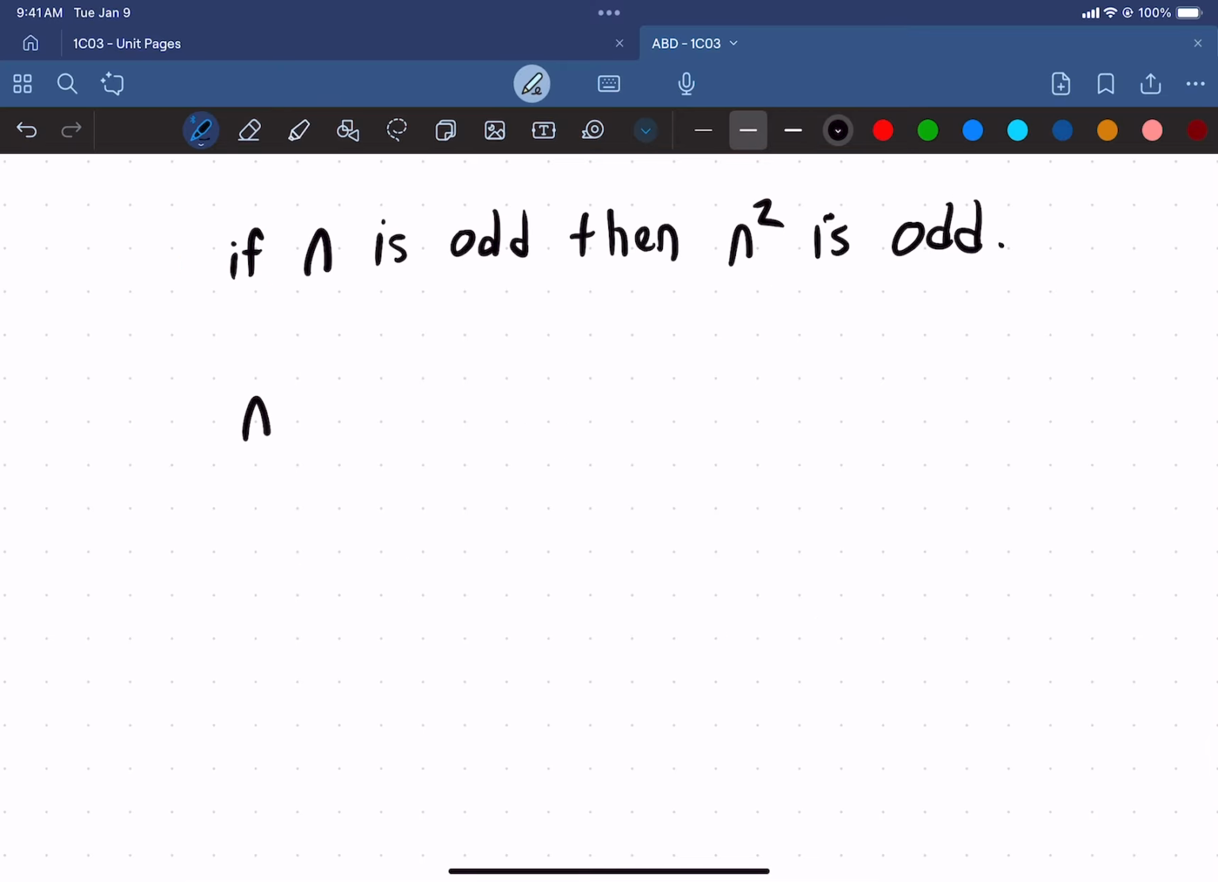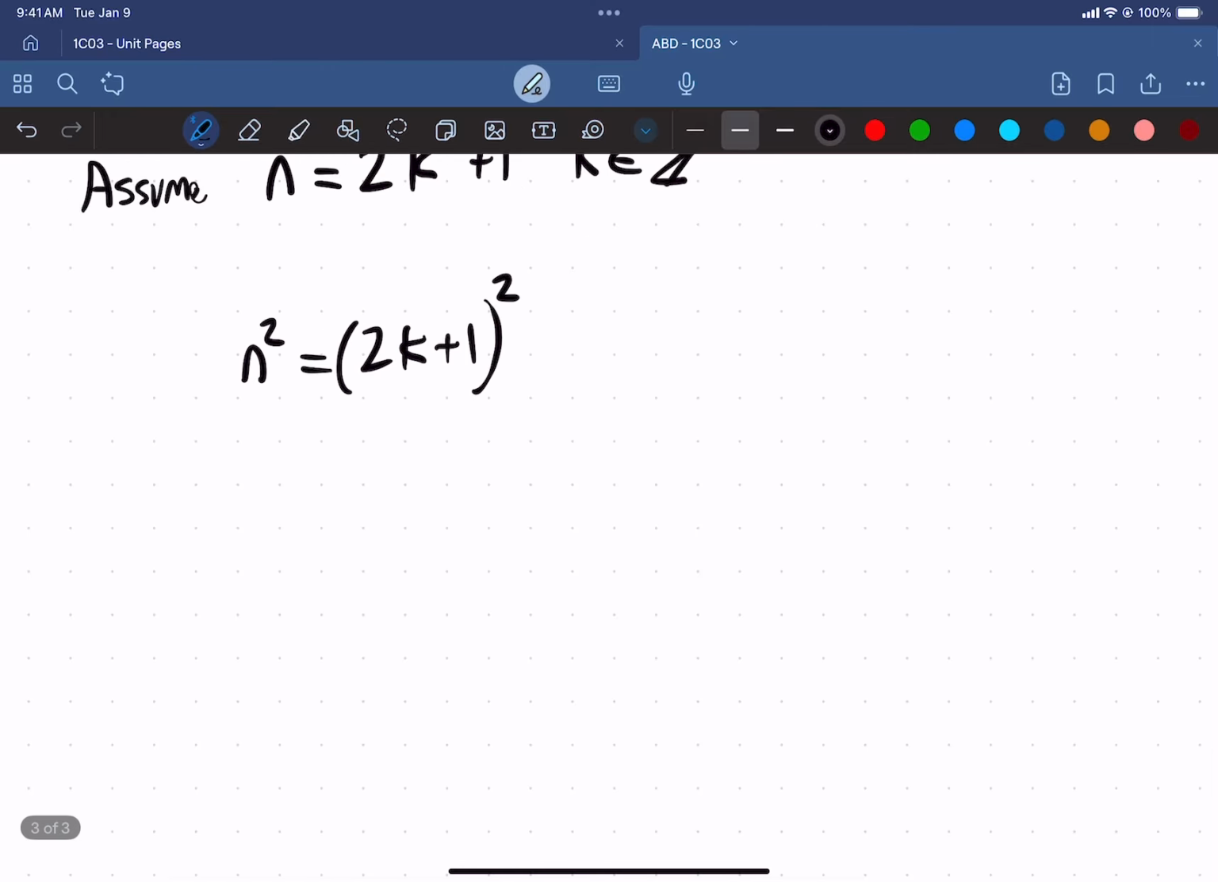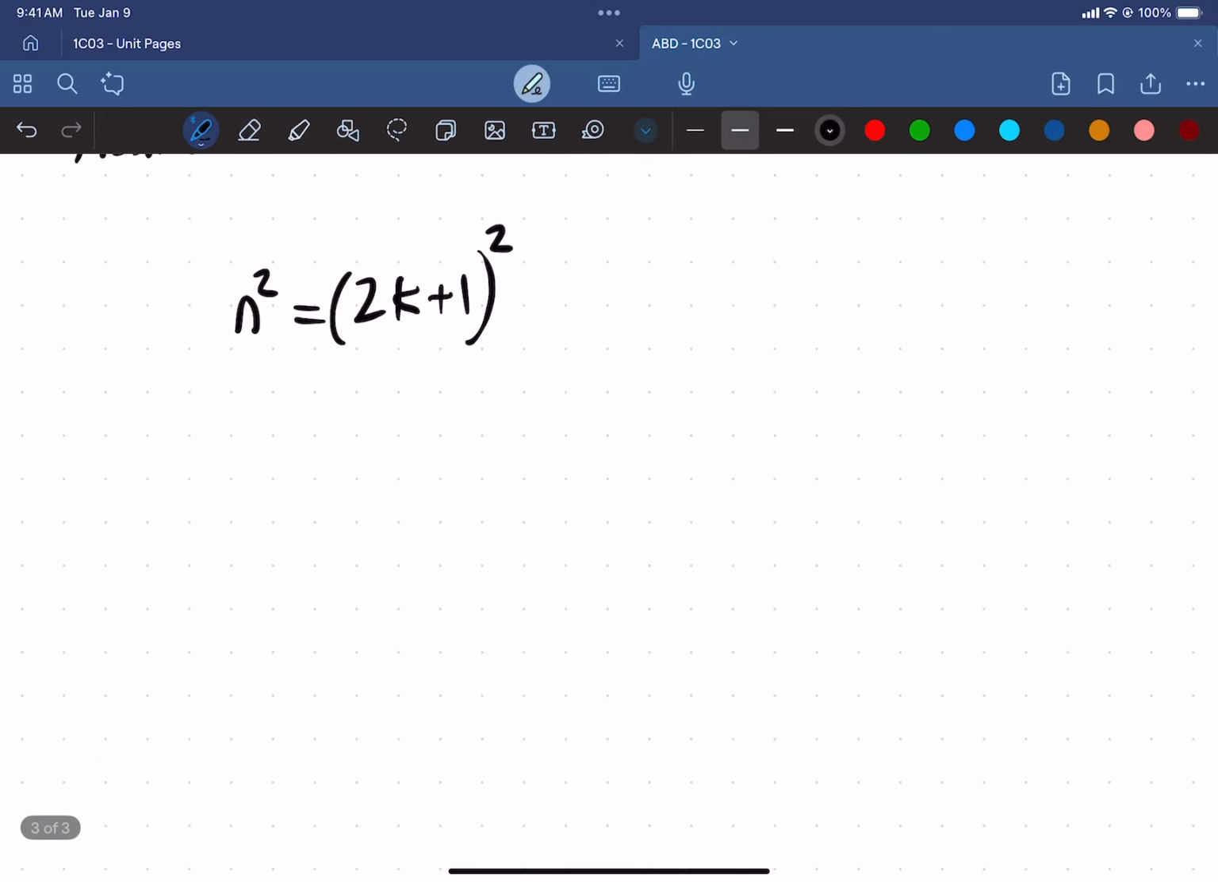If n is odd, we can assume that n is equal to 2 times some integer k plus 1. So we're assuming that this is true. Let's see what happens if we square both sides. We can see that this is a perfect square trinomial, so we can use the identity to just expand. So n squared is equal to 4k squared plus 4k plus 1.